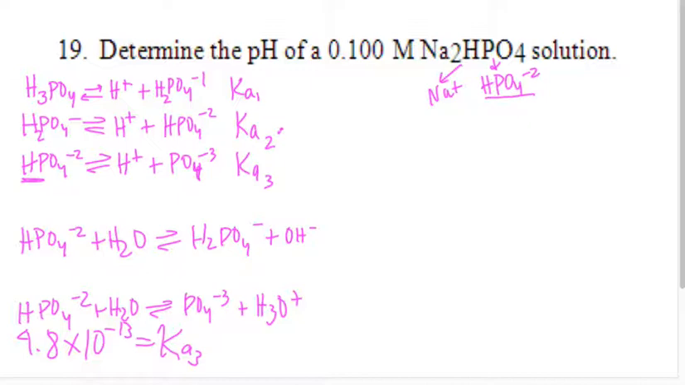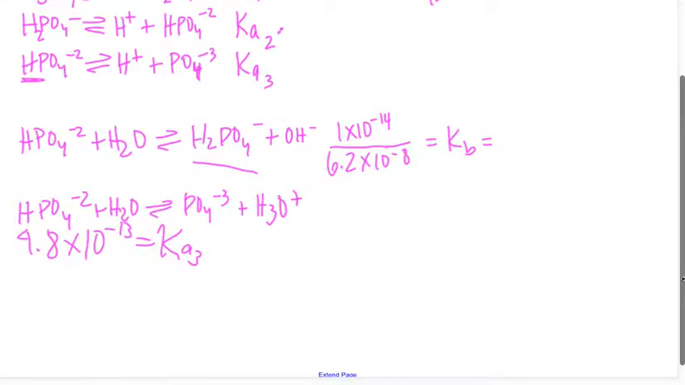All right. This one is a basic one, so we're going to need the Kw divided by, which relationship is this? Going from 2 H's to 1 H. Ka2, and that was 6.2 E negative 8. So what is my Kb then? 1.6 times 10 to the negative 7.